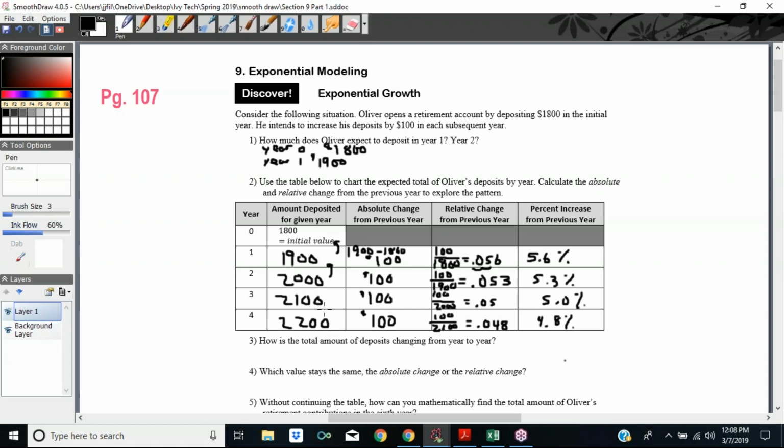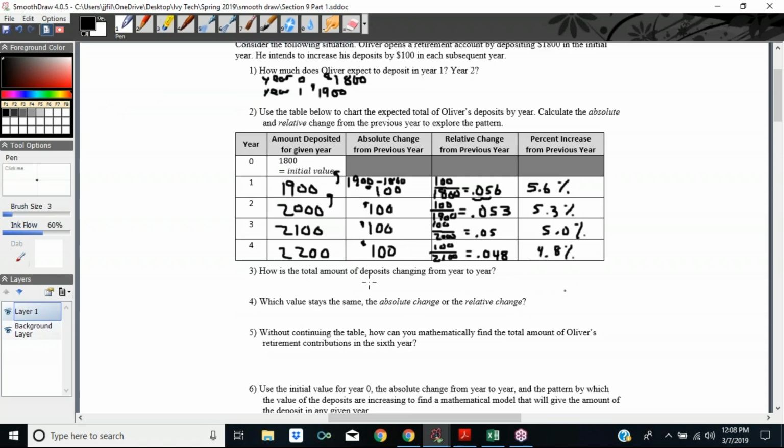So this asks us a pretty straightforward question here. How is the total amount of deposits changing from year to year? And we've already mentioned this. We're just adding $100 each year. And then it says, which value stays the same, the absolute change or the relative change? Brian's got fast fingers today. Awesome. The absolute change is staying the same, right? You can see that it's all 100 right here, right? They're all 100s. It's all staying the same.